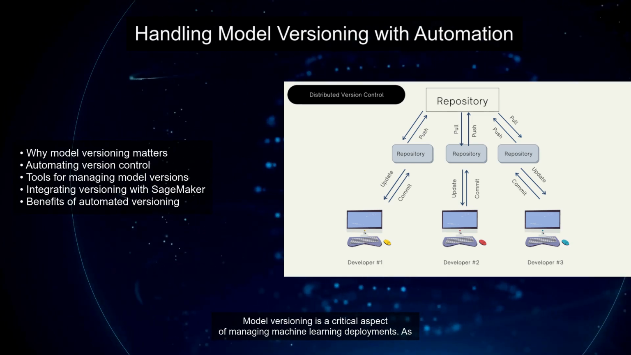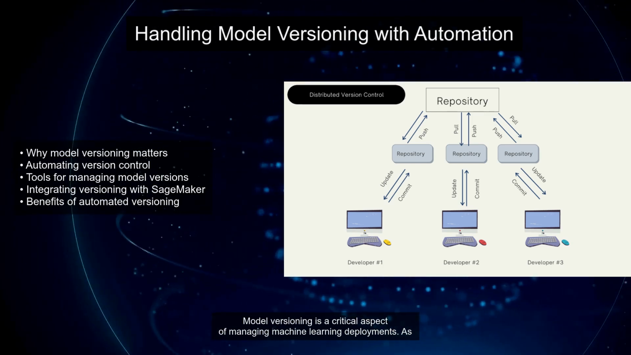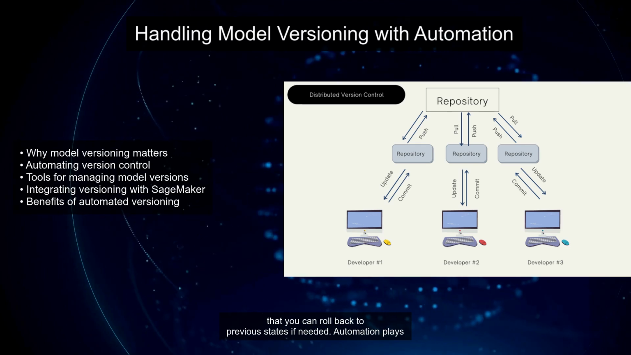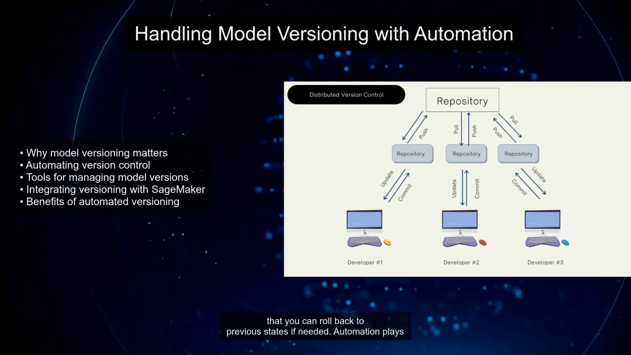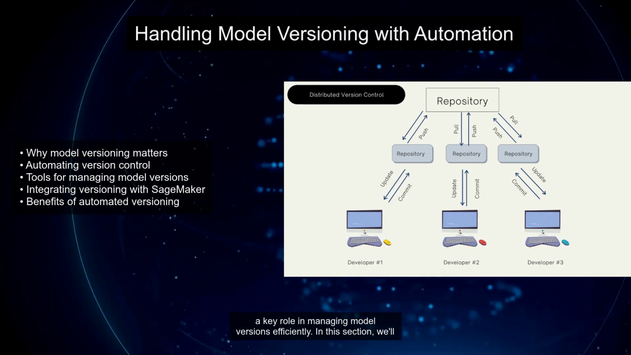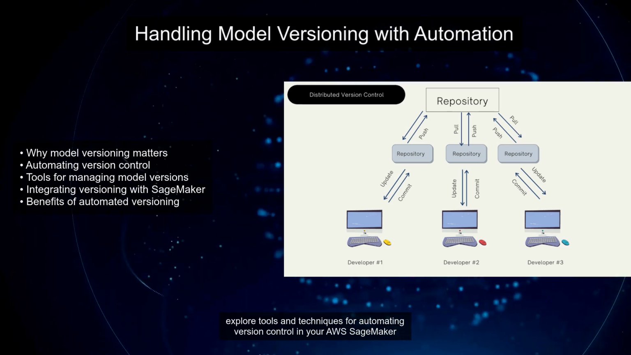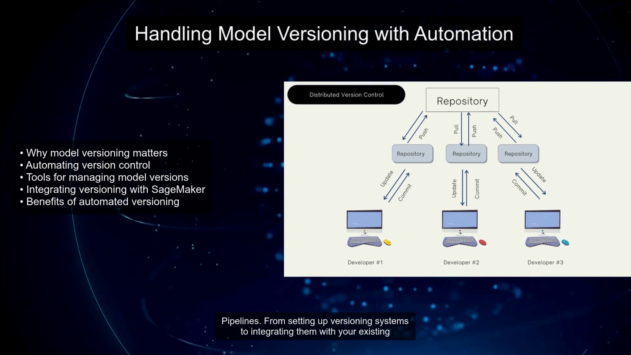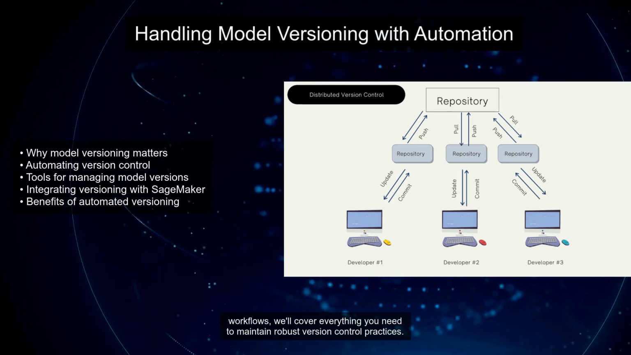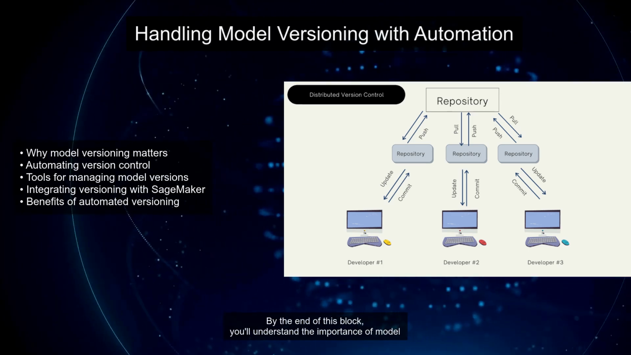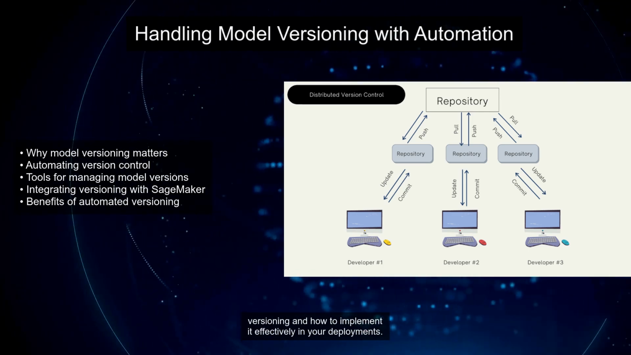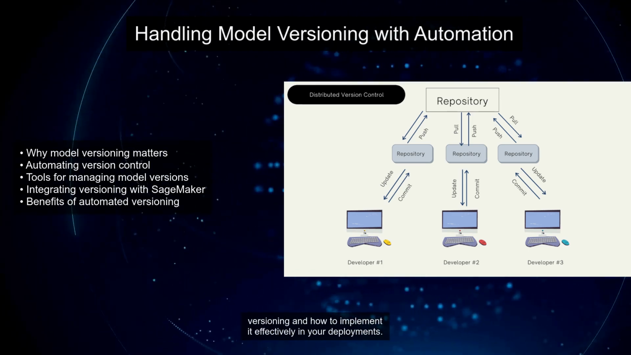Model versioning is a critical aspect of managing machine learning deployments. As models evolve, it's important to keep track of different versions to ensure that you can roll back to previous states if needed. Automation plays a key role in managing model versions efficiently. In this section, we'll explore tools and techniques for automating version control in your AWS SageMaker pipelines. From setting up versioning systems to integrating them with your existing workflows, we'll cover everything you need to maintain robust version control practices. By the end of this block, you'll understand the importance of model versioning and how to implement it effectively in your deployments.